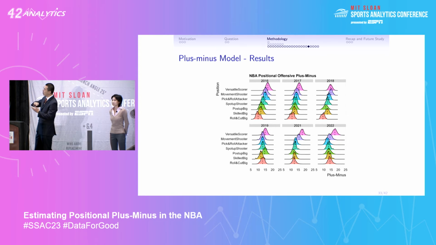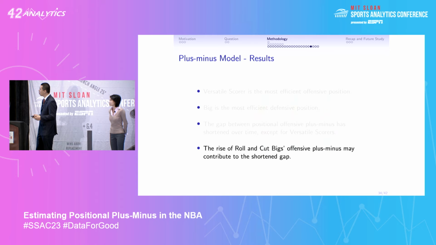But if we pay attention to the positions at the bottom of this list, we will notice that those positions' offensive plus minus are getting closer to each other over time. This is quite obvious in the bottom three plots, where those bottom positions' offensive plus minus are getting really close to each other. We think that the rise of roll and cut bigs' offensive plus minus may contribute to the shortened gap.